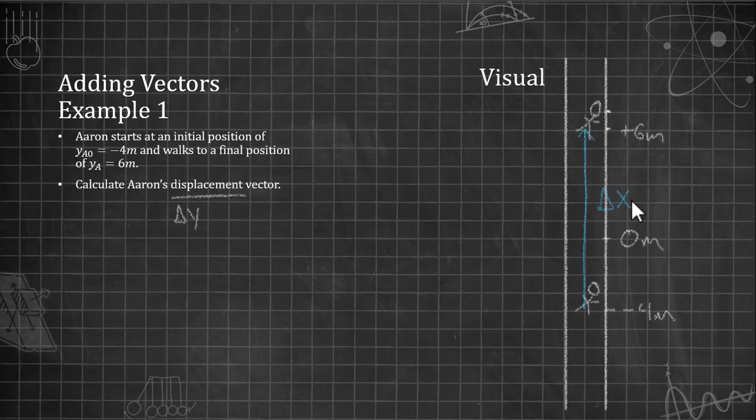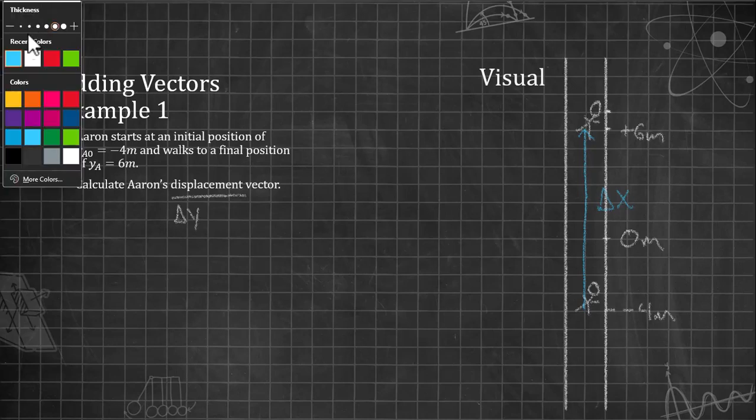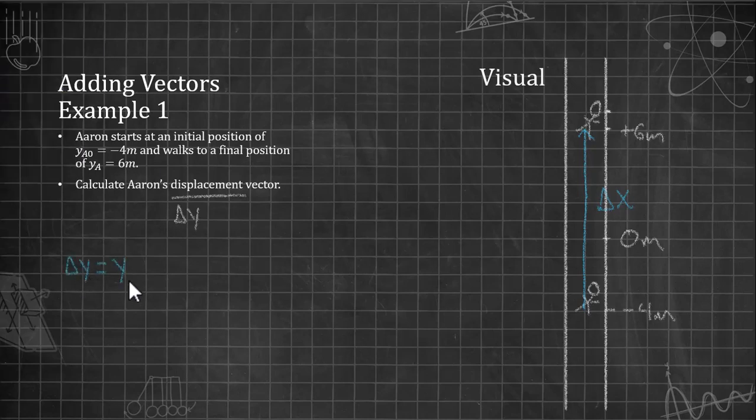But we want to calculate that. So let's go ahead and use our formula for calculating delta y. We were careful to make sure that we included the negative signs in this calculation, so that when we do this, we get 6 minus a negative 4, which is positive 10. So Aaron was displaced 10 units in the positive direction. And this should be a y, not an x.